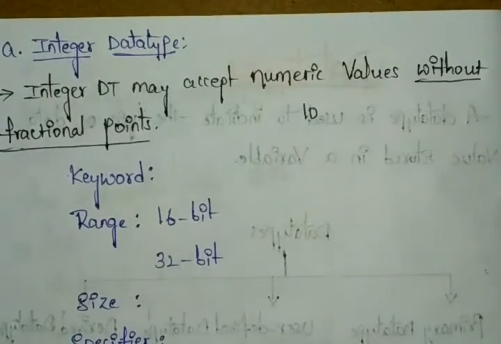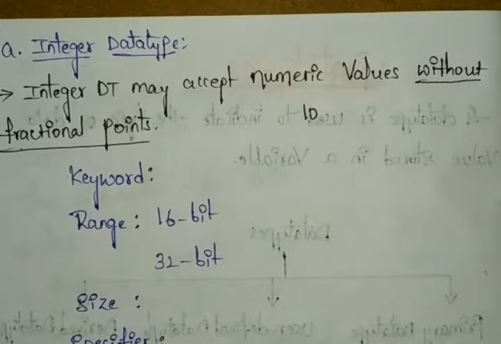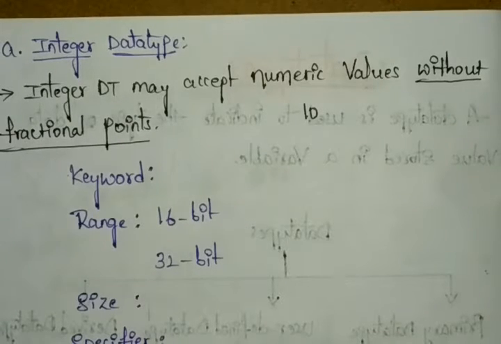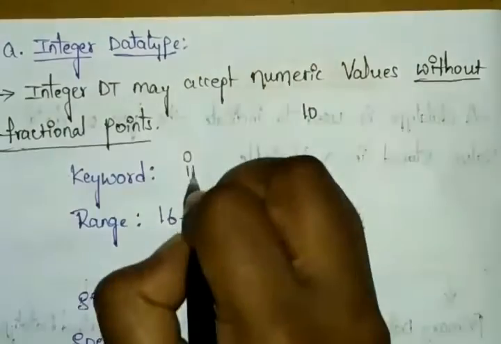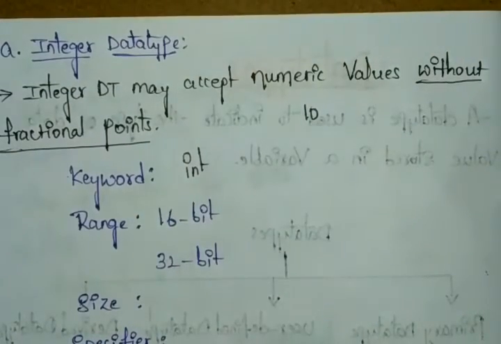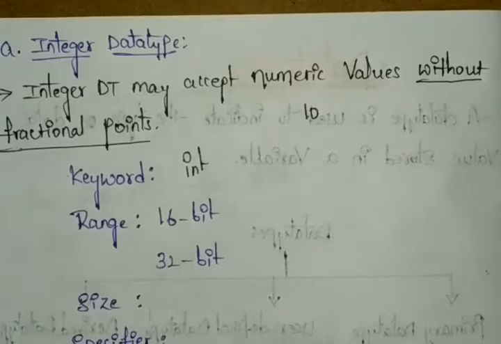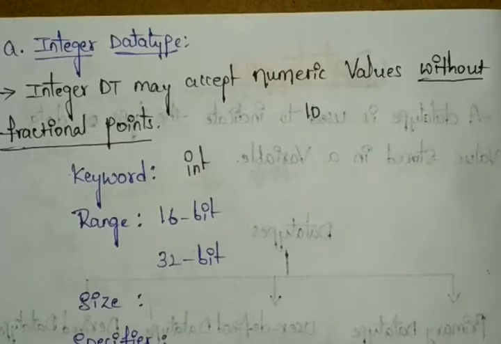Suppose you have the number 10. That 10 does not have any fractional values, right? So the integer data type will accept these values without fractional points. The integer data type can accept numeric values. And what is the keyword for the integer data type? Here, the keyword for the integer data type is int.